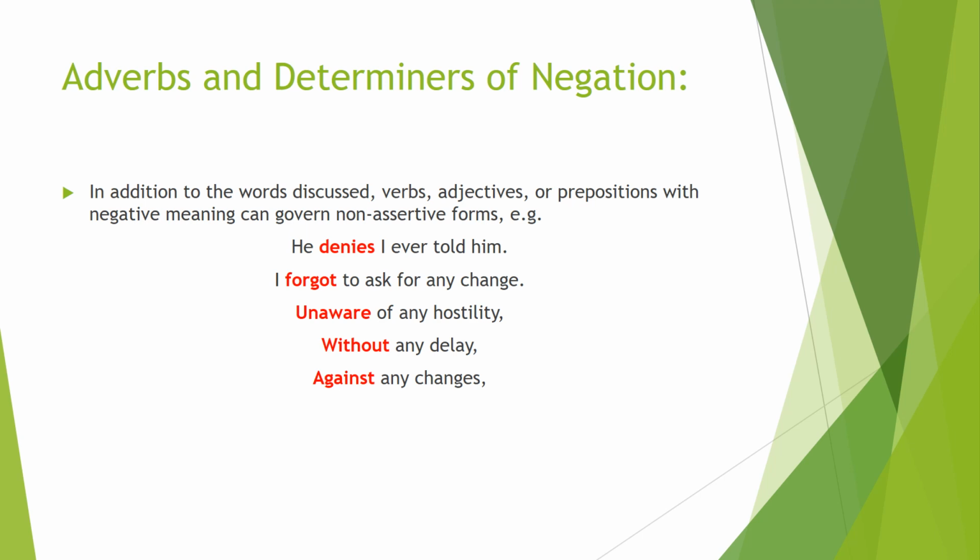Without, again, is a preposition, and with is a preposition that has a positive meaning, but without is a preposition that has a negative meaning. Against also is a preposition which has a negative meaning. So you have to pay attention to these words also, which are verbs, adjectives, and prepositions that are negative in meaning but not in appearance. When you use them in any sentence, please pay attention that you should use with them non-assertive forms, because they are going to change your sentence into negative. So with this we have finished the second video on negation and the important notes that we have to pay attention to when we change our sentences from positive into negative.